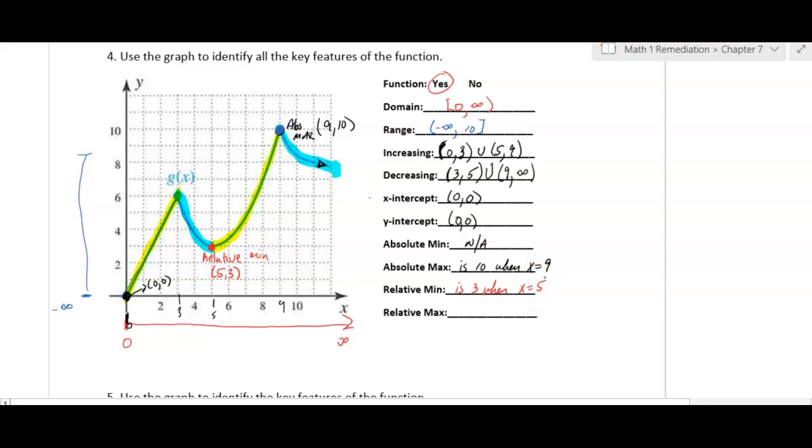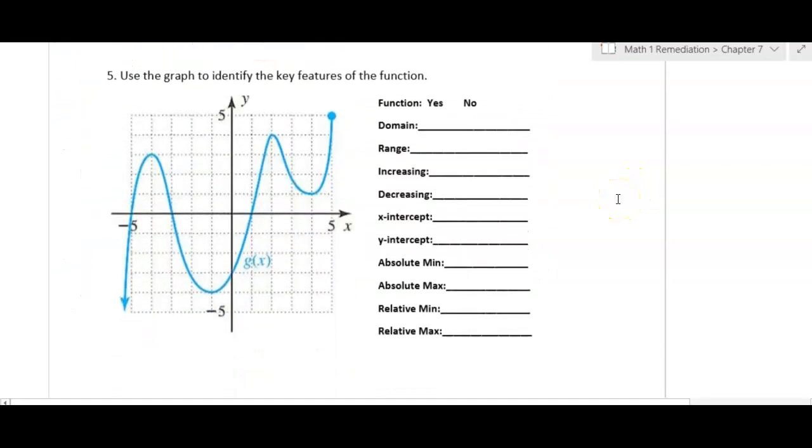And a relative max, is there kind of like a top of a hill? If I look, the top of the hill is right here, and that's at an ordered pair of (3, 6). So we say the relative max is 6 when x is 3. Knowing all of this is very, very important. Let's take a look at another one.